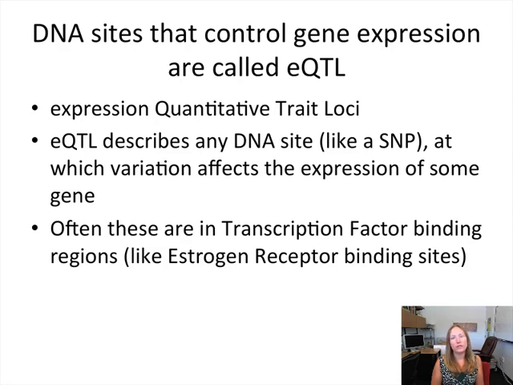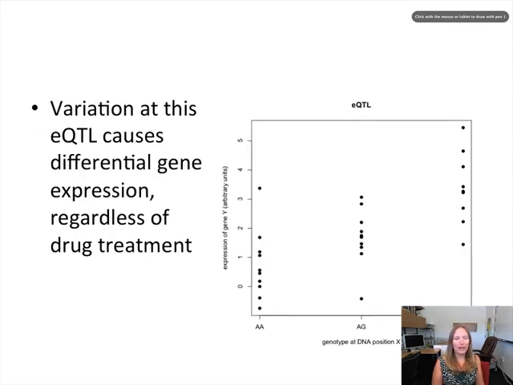DNA sites that control gene expression are called eQTLs. eQTL stands for Expression Quantitative Trait Loci, and it describes any DNA site, like a SNP, which Roxanne has told you about, at which variation affects the expression of some gene. Often these are in transcription factor binding regions, like in the estrogen receptor binding site. The idea is that variation at this one particular spot, called the eQTL, causes some gene to be differentially expressed, regardless of a drug treatment.